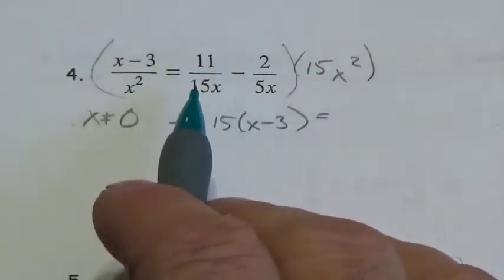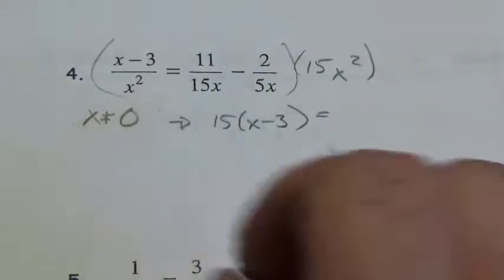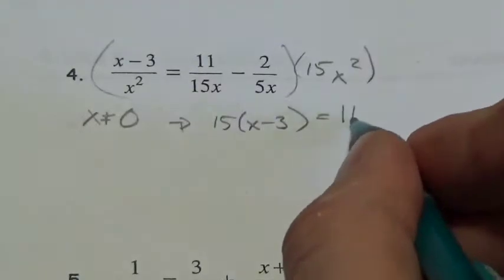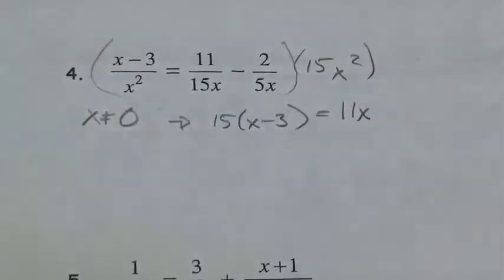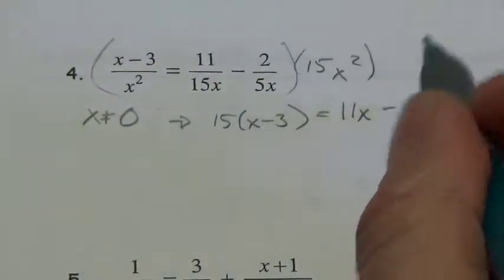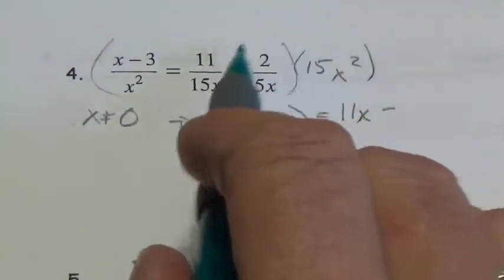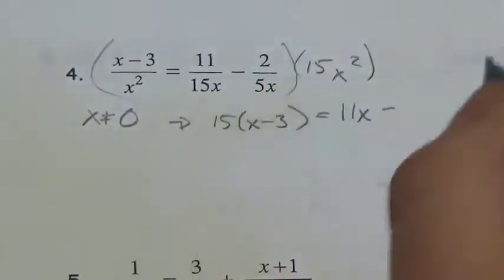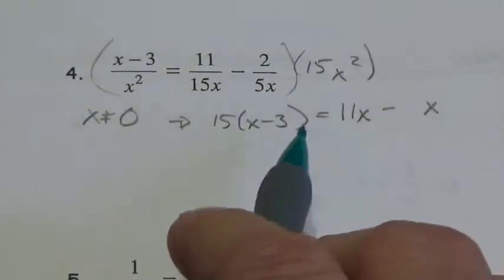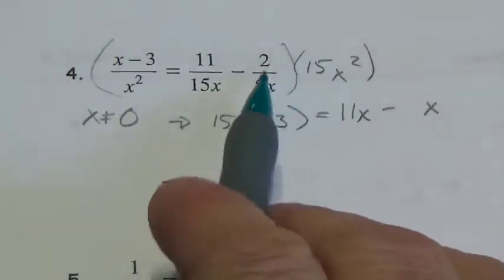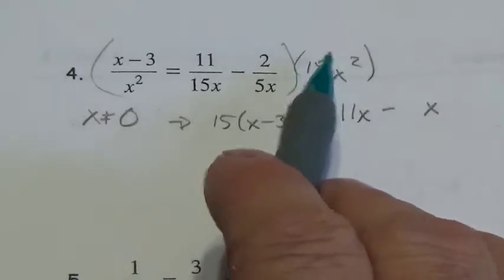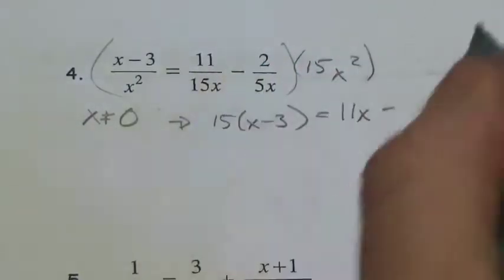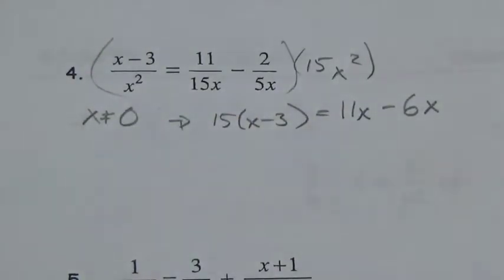In this one right here, the 15 will cancel. One of the x factors will cancel, and so I'm going to be left with another factor of x multiplied by the 11. And then when I distribute that 15x squared to this term here, one of the x's is going to cancel, so I'm going to be left with an x in there for sure. And then I'm going to cancel that factor of 5 out of the 15. It's going to leave me with a 3 here, multiplied by this negative 2 will get me negative 6.